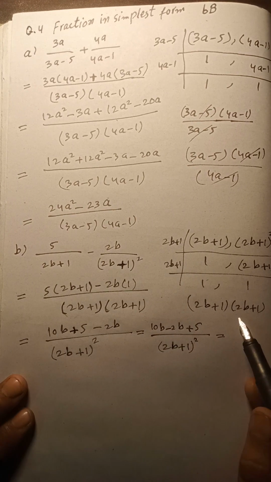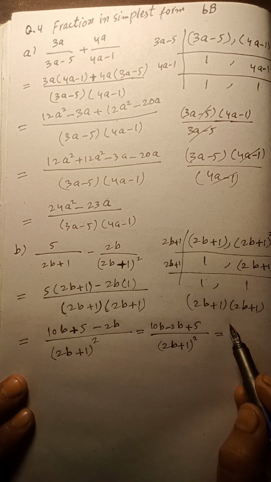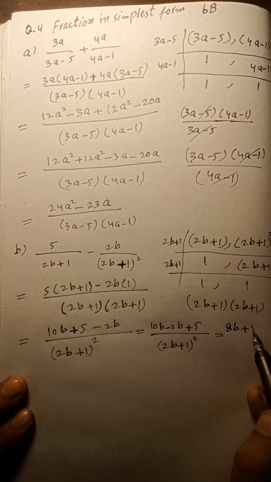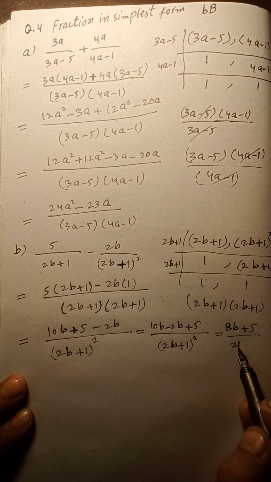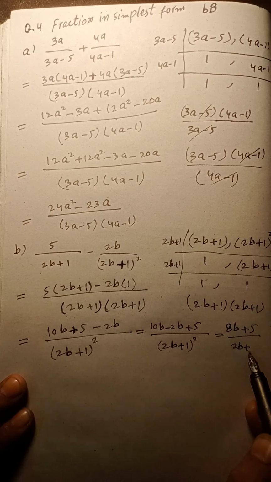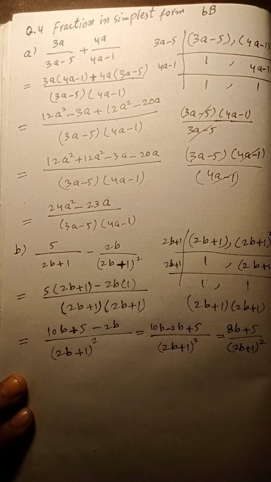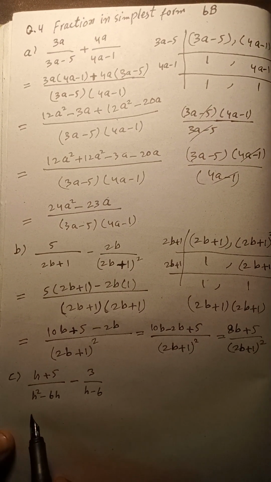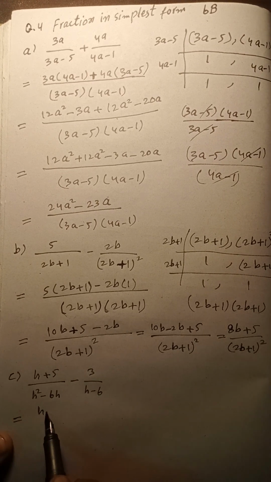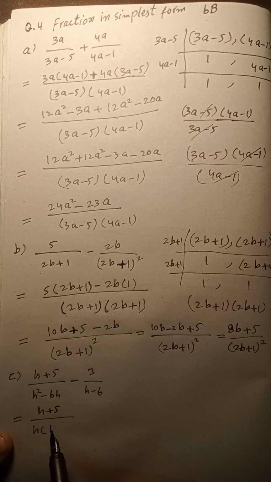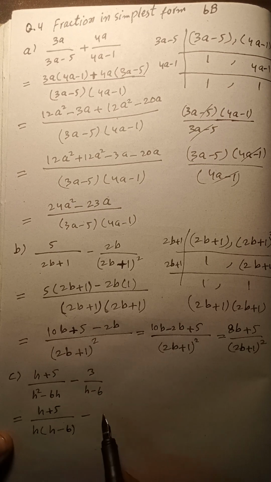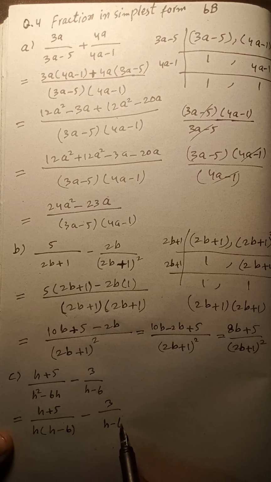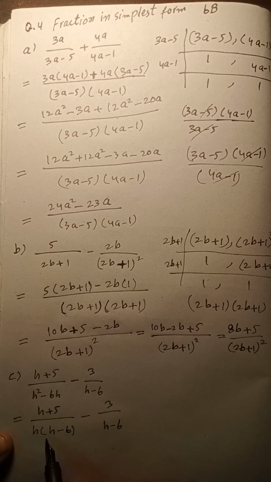After subtracting 2b from 10b, the answer is (8b+5)/(2b+1)². Now see here, it needs to be simplified. So h plus 5 over h is taken as common, and h minus 6, here 3 over h minus 6. Now both the denominators have the same h minus 6.